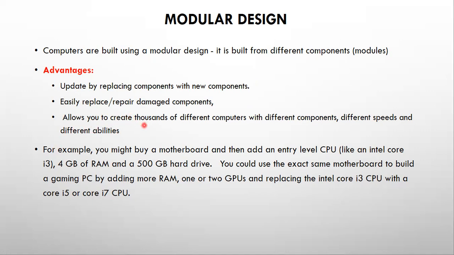Remember the cost factor: the more components you add, and the higher powered components, means increased cost. Now, for example, here you might buy a motherboard and then add an entry-level CPU, like an Intel Core i3. Then 4 GB RAM or a 500 GB hard drive. But you can use the same motherboard to build a gaming PC by adding more RAM, 1 or 2 GPUs, and replacing the i3 CPU with an i5 or i7. Now, CPUs can only be replaced if the motherboard allows that, because of the structure of the motherboard.